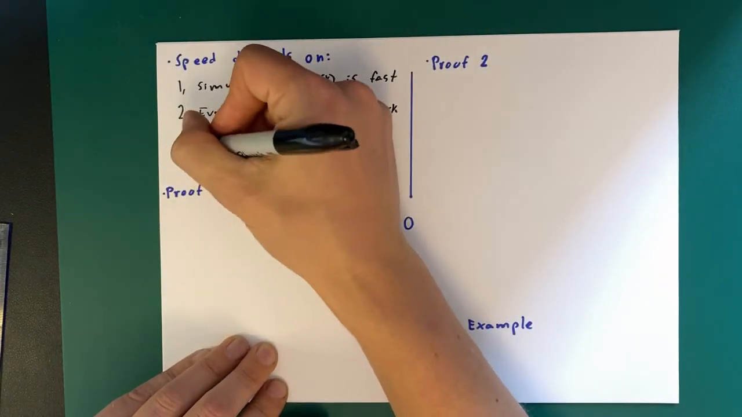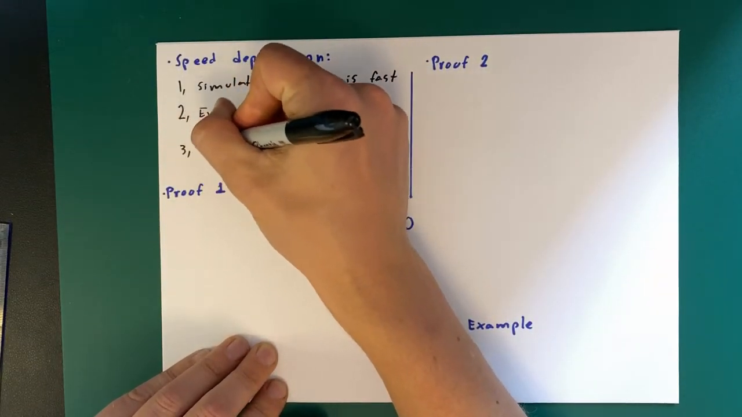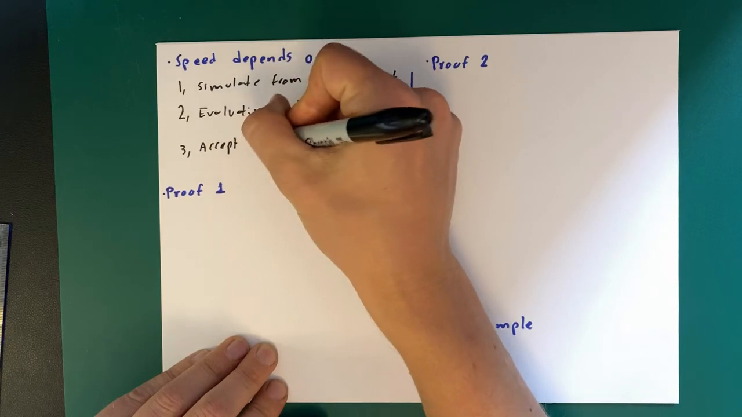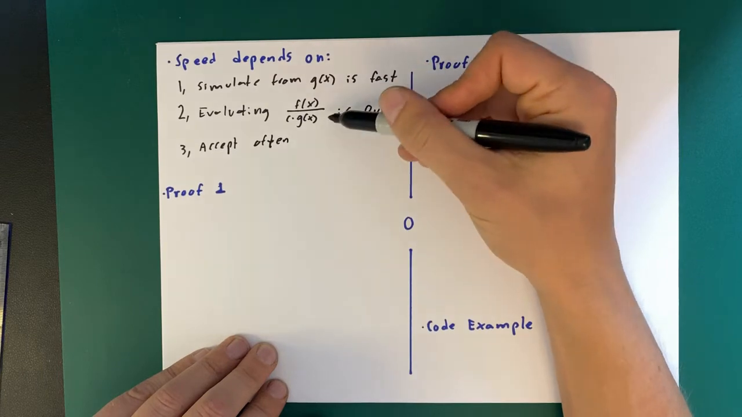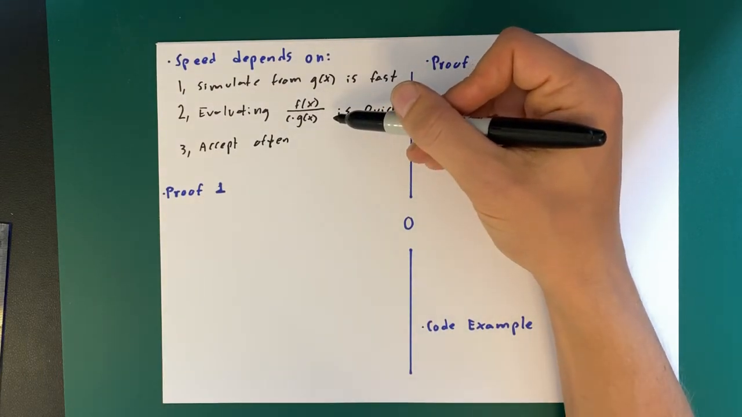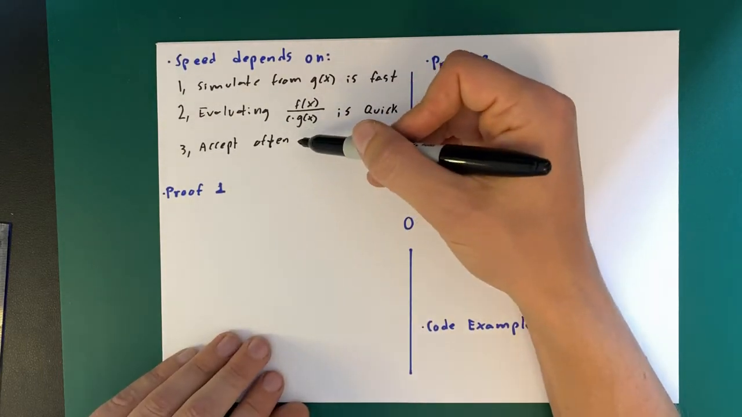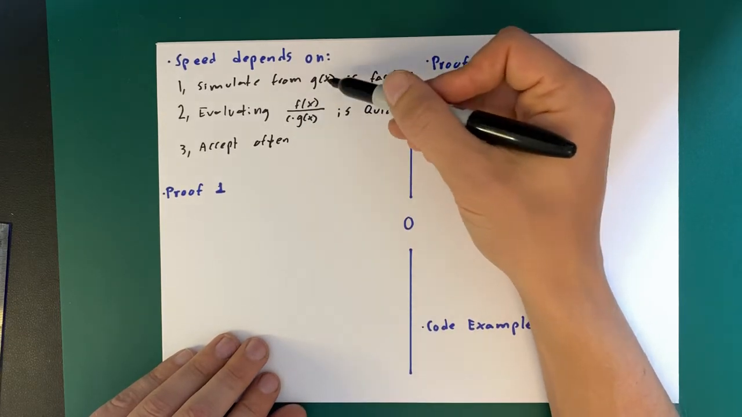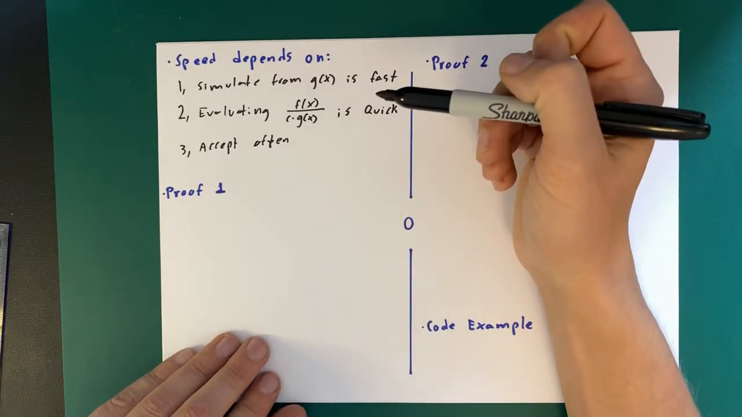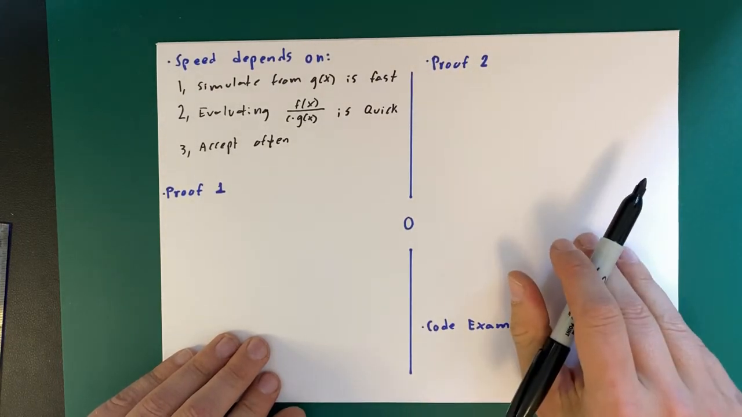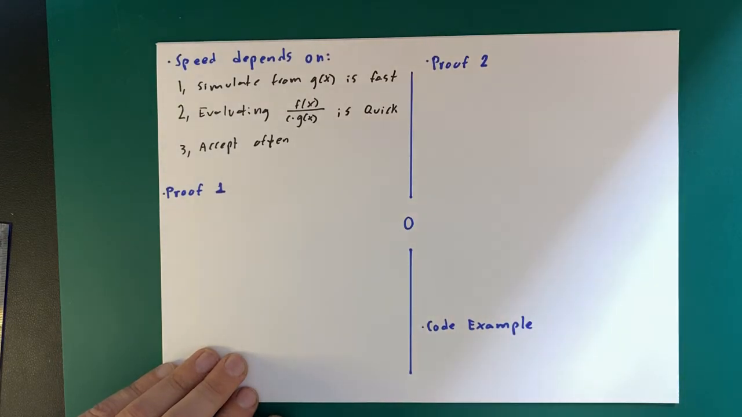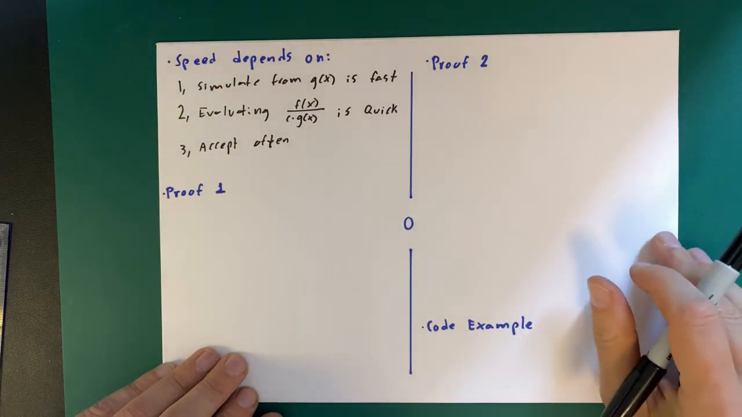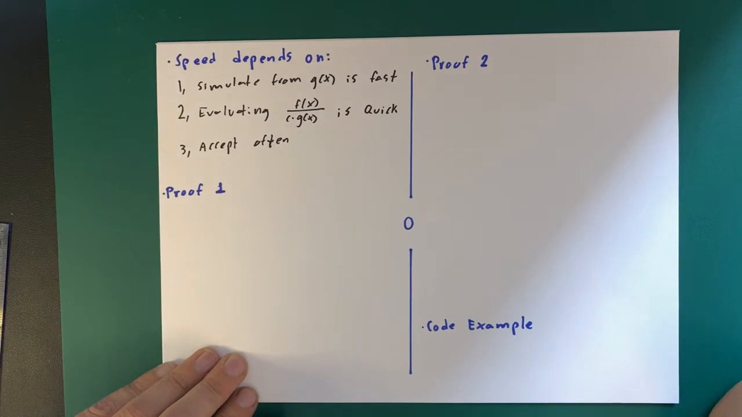And lastly, we need to be able to accept often, because otherwise, even if we're simulating really quickly and evaluating whether we should keep the sample really quickly, if we have to throw away most of them, then it's still going to be slow. But if these three criteria are met, then we should have a very quick method of generating random variables from our desired distribution.